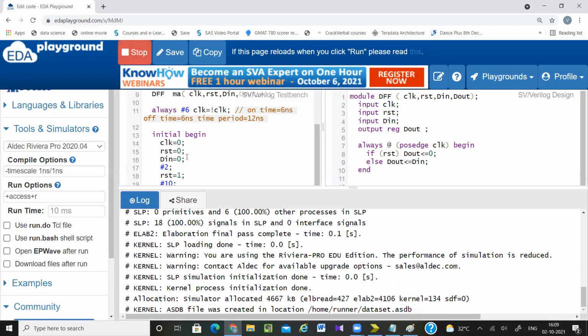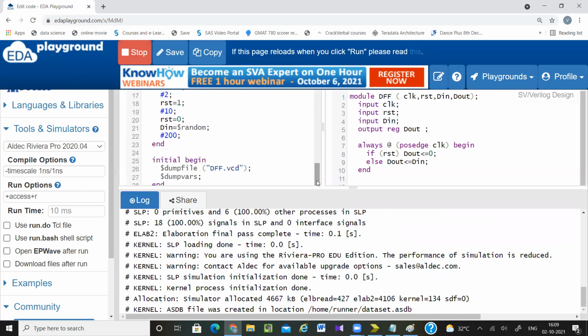Why is it continuously running? Because I have written always #6 clock equal to not clock. So at 0, 6, 12, 18, 24, 30, at this period of time it is going to generate the clock. If this kind of scenario is there, then I have to forcibly terminate my simulation. So after some period of time, I have to write $finish to terminate the simulation. Here it is continuously running.